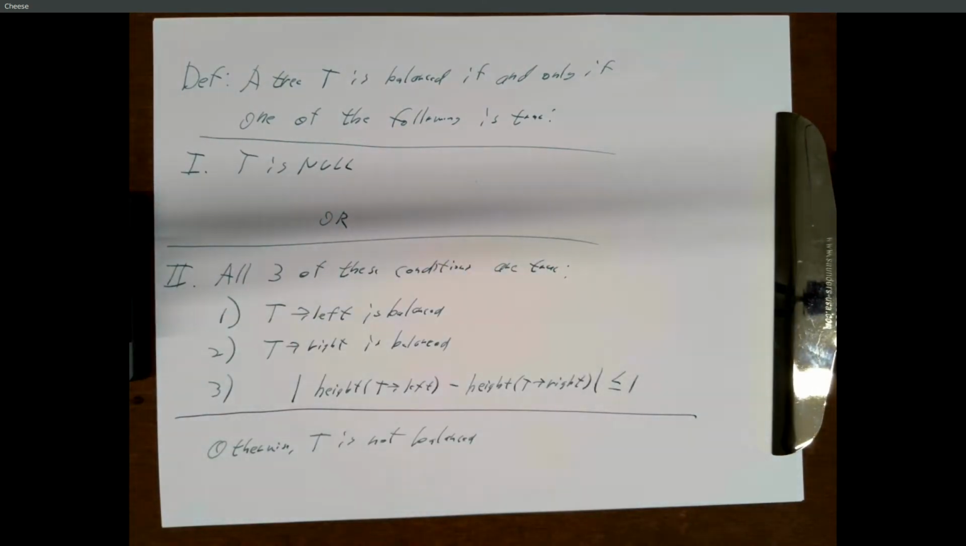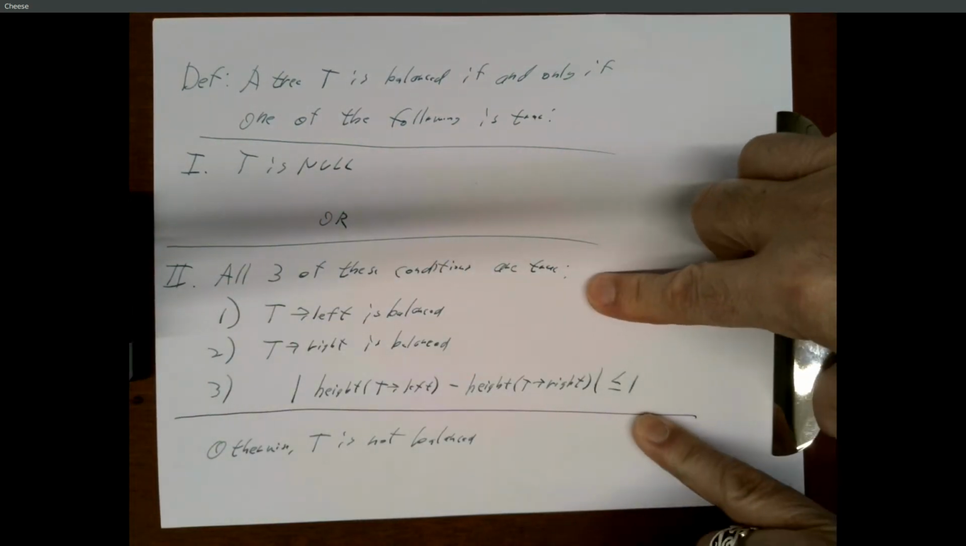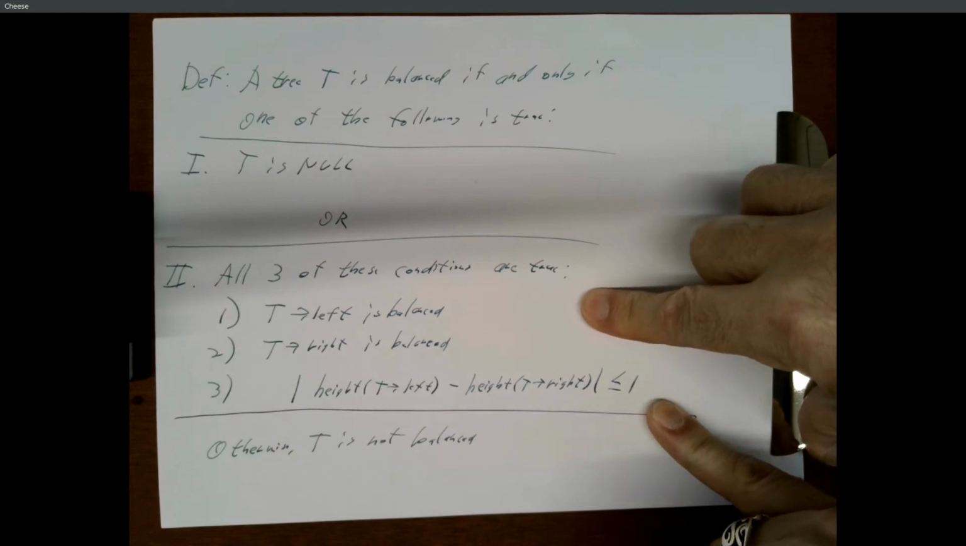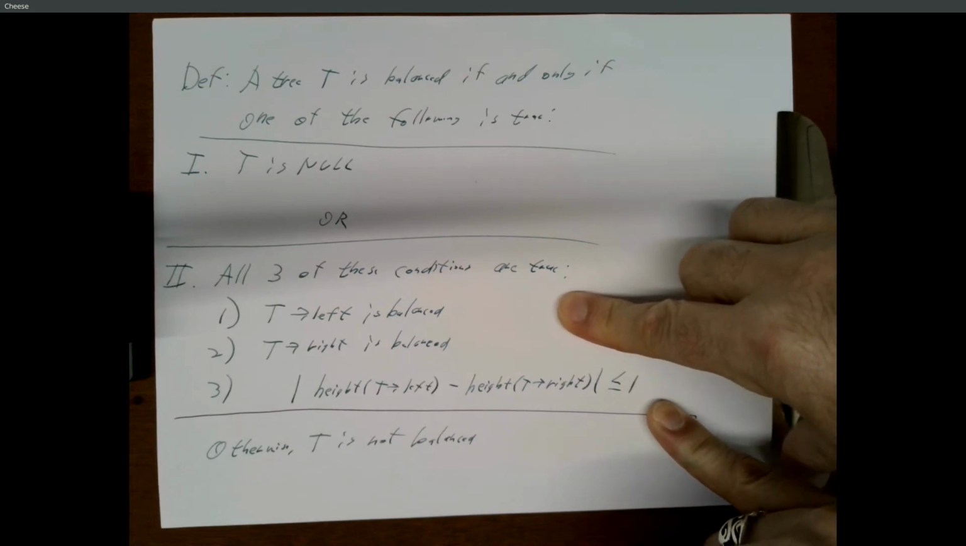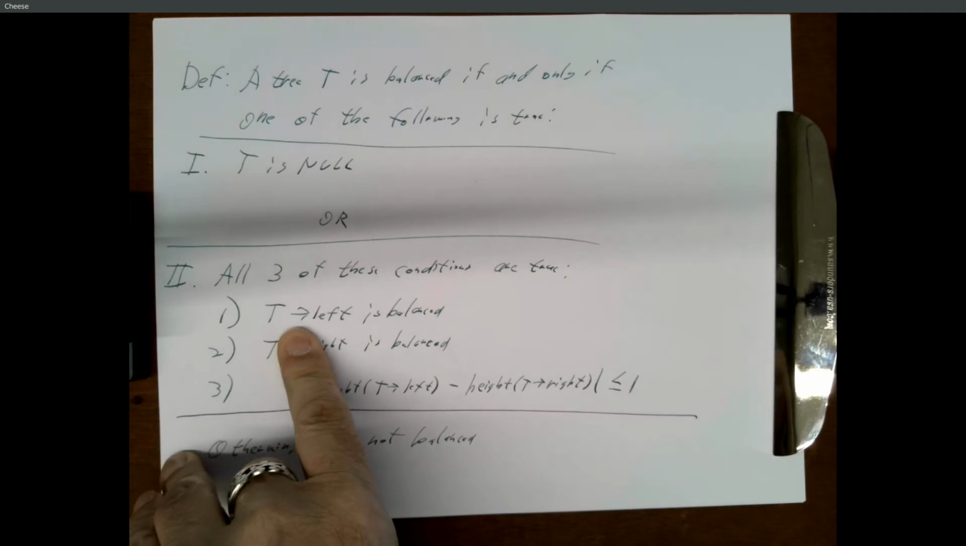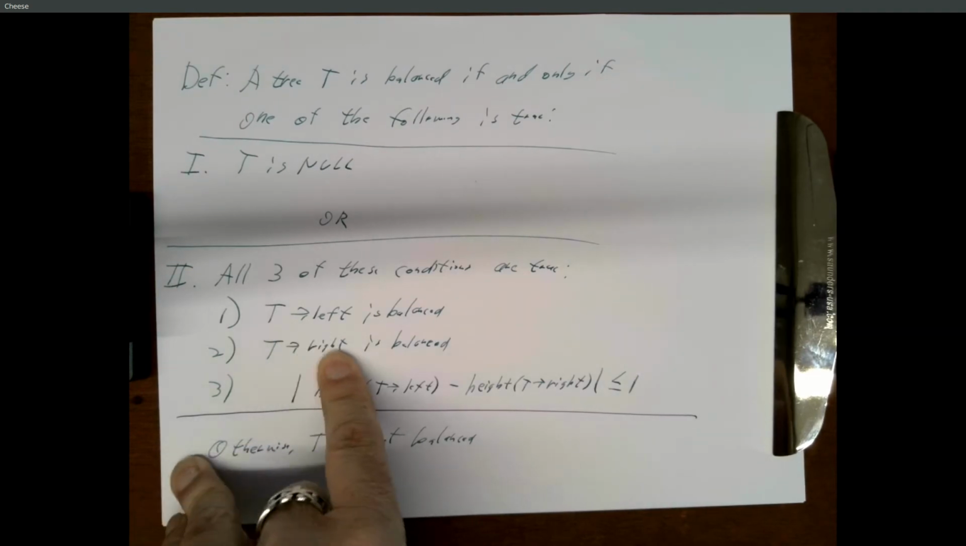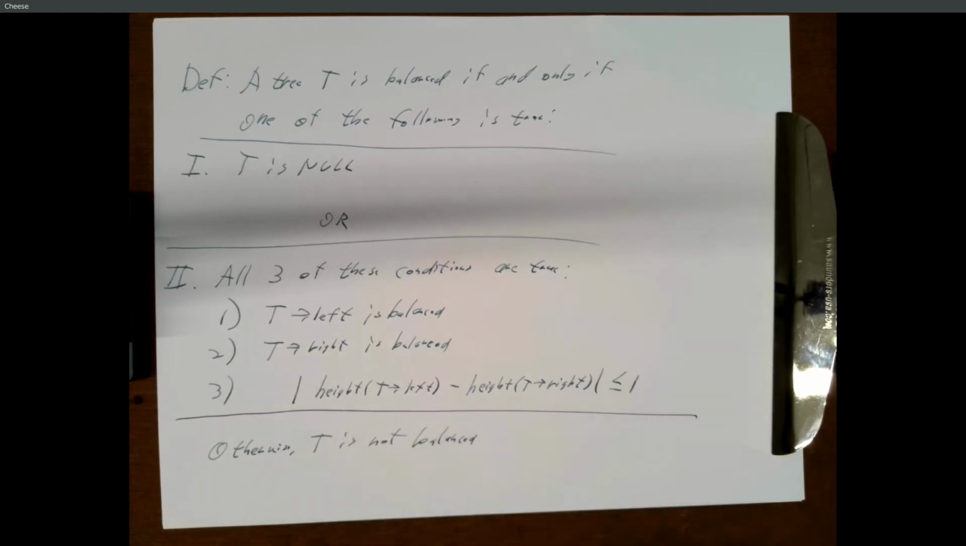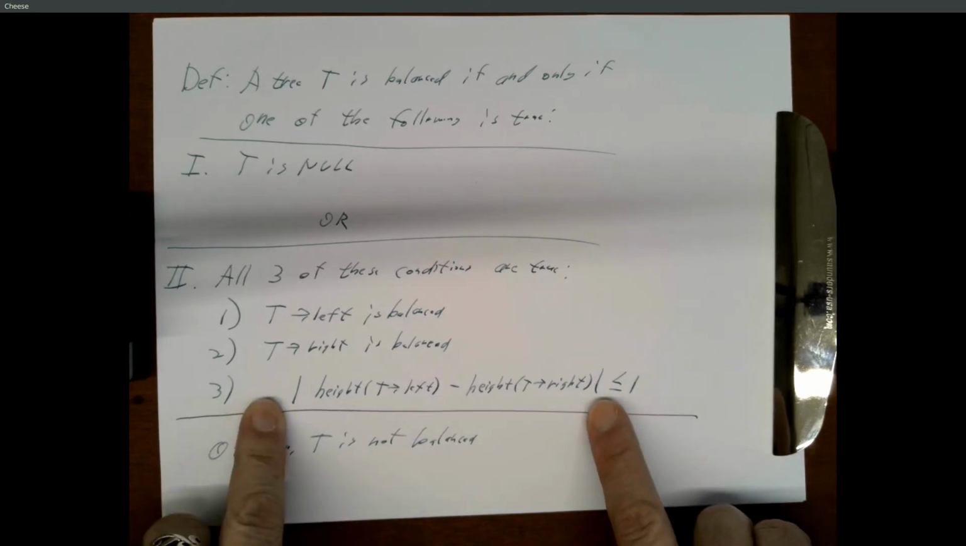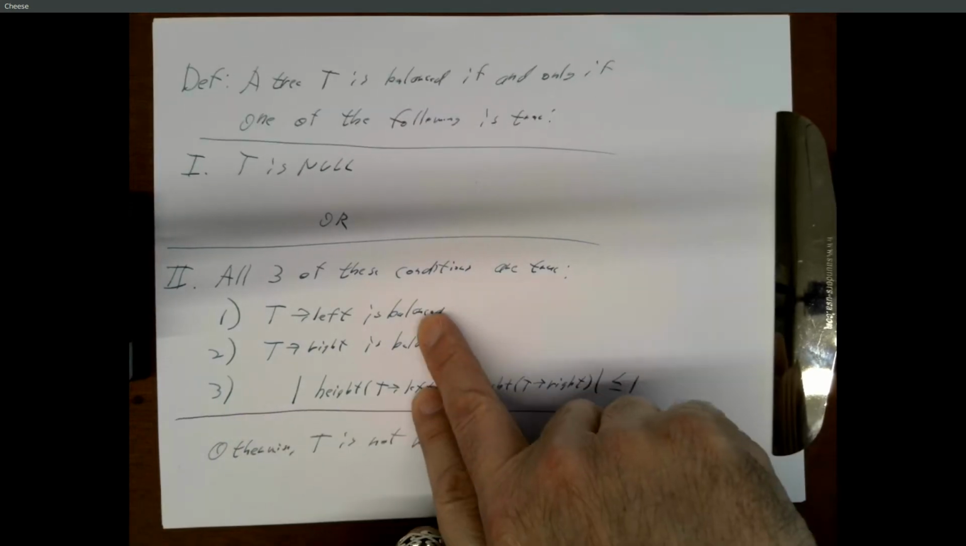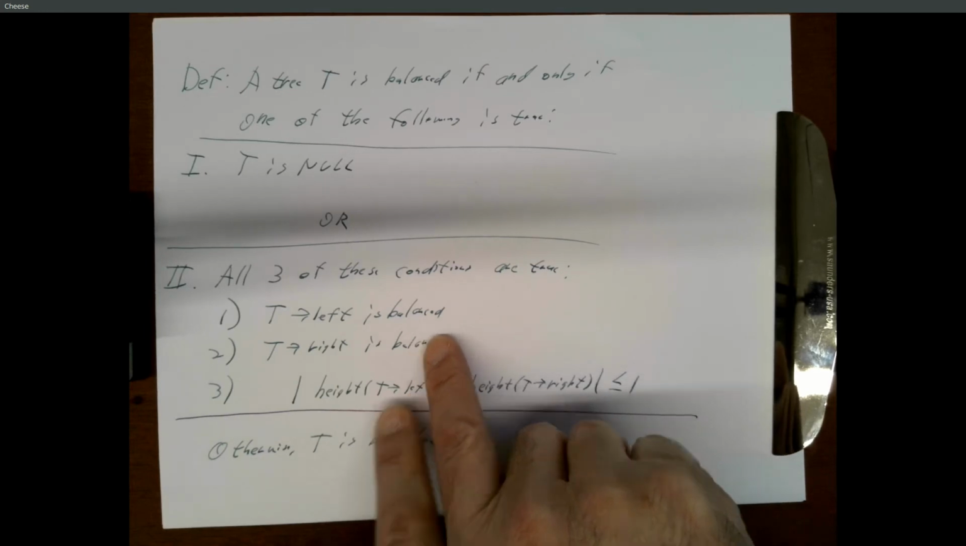Okay, the other possibility is all 3 of these conditions have to be satisfied. The tree's left subtree has to be balanced. The right subtree has to be balanced, and the left and right subtrees have to have approximately the same height. More accurately, they have to have heights that differ by no more than 1. So the absolute value of the difference in heights is less than or equal to 1. If all 3 of those are true, the tree is balanced. Otherwise, it's not.